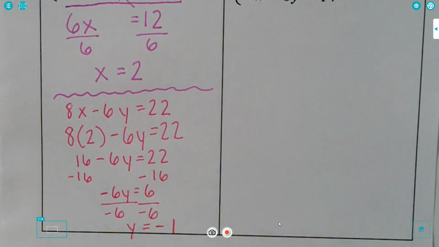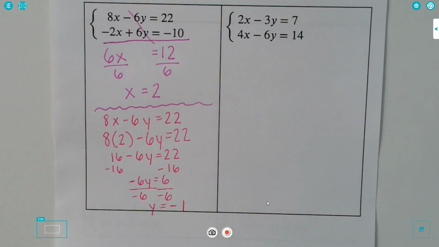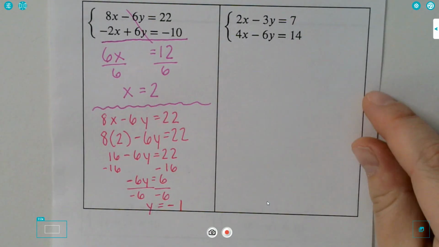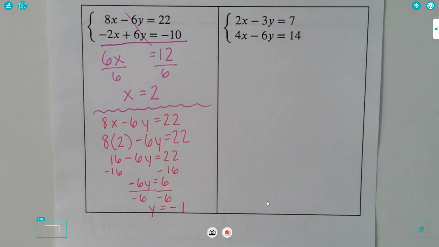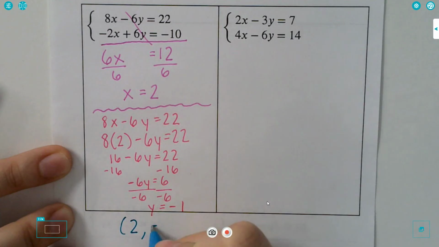Zoom out a little bit. Oop, wrong way. So you can see the whole problem there. We could have plugged x equals 2 into the second equation and solved, and we would still get y equals negative 1. And then we write our answer as an ordered pair. X always comes first, so 2, negative 1.